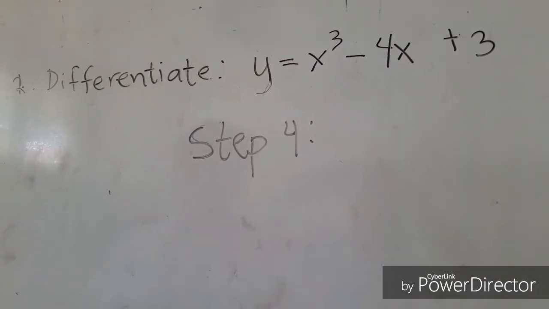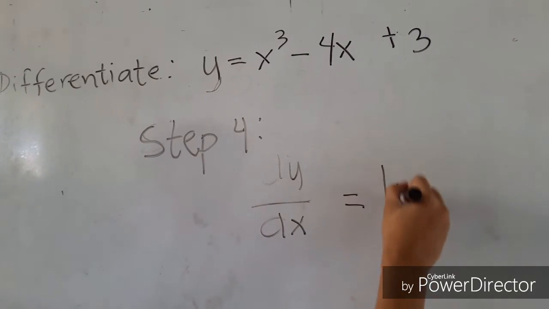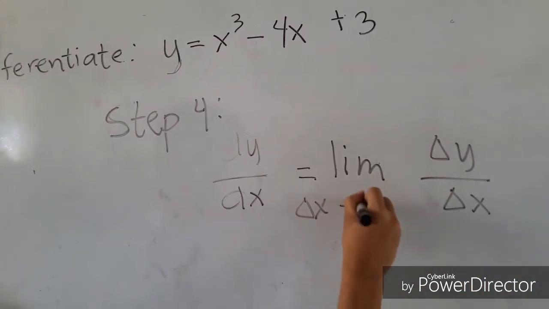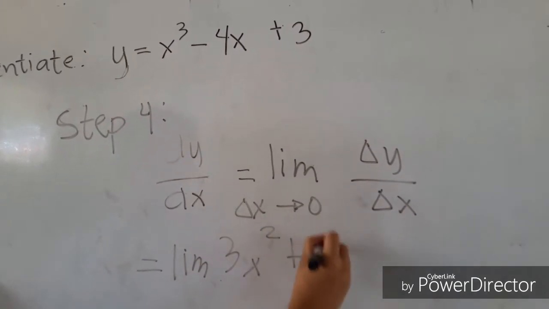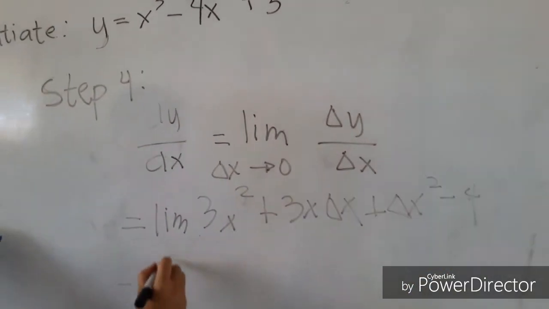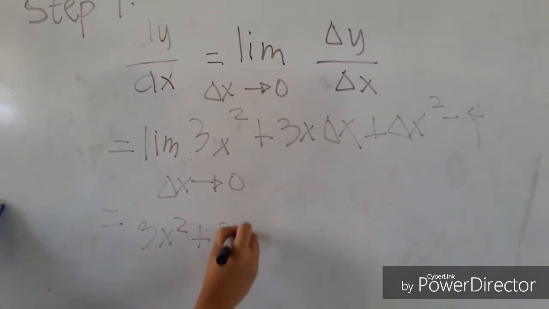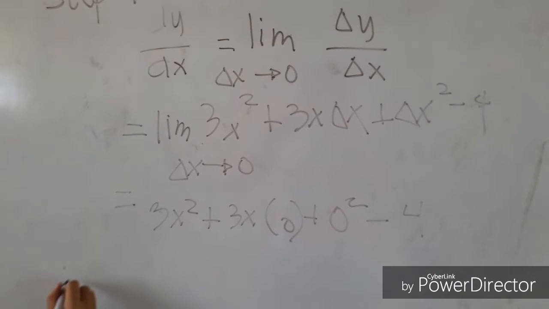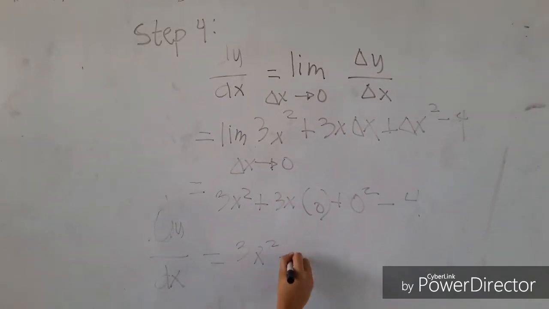Step 4. Find the limit as delta x approaches 0. So dy over dx is equal to the limit of delta y over delta x as delta x approaches 0. So the limit of 3x squared plus 3x delta x plus delta x squared minus 4 as delta x approaches 0 equals 3x squared plus 3x(0) plus 0 squared minus 4. So we get the answer of 3x squared minus 4.